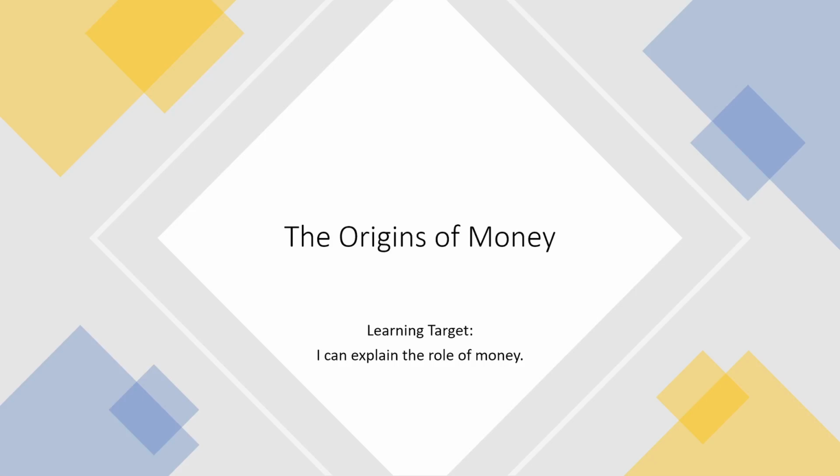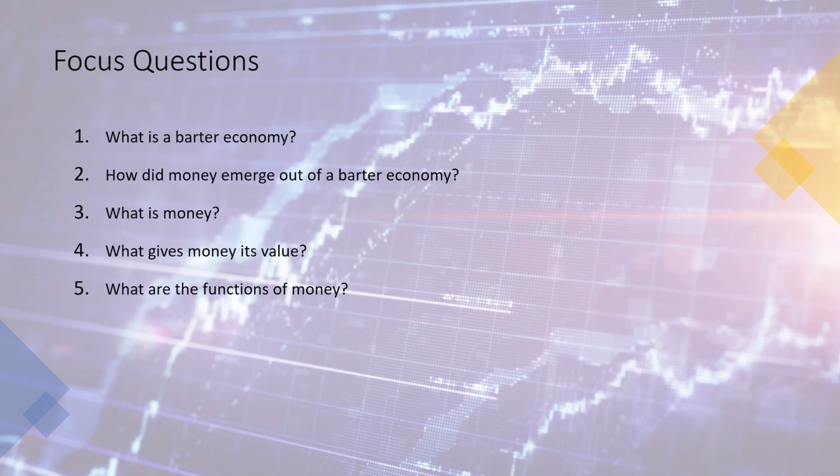Okay, so today we're looking at the origin of money, and your learning target is that you should be able to explain the role of money. So you have five focus questions you're going to be looking at here. One, what is a barter economy? Two, how did money emerge out of a barter economy? Three, what is money? Four, what gives money its value? And then five, what are the functions of money?